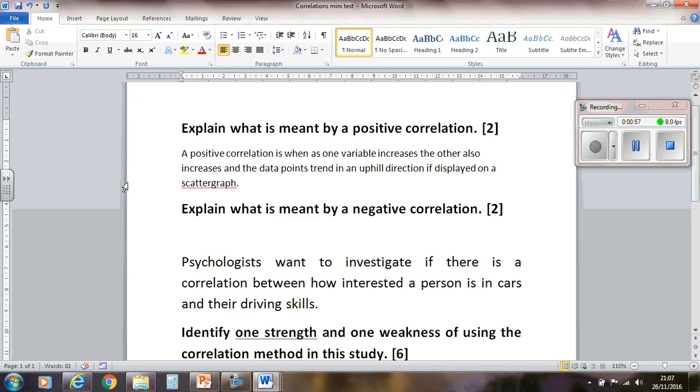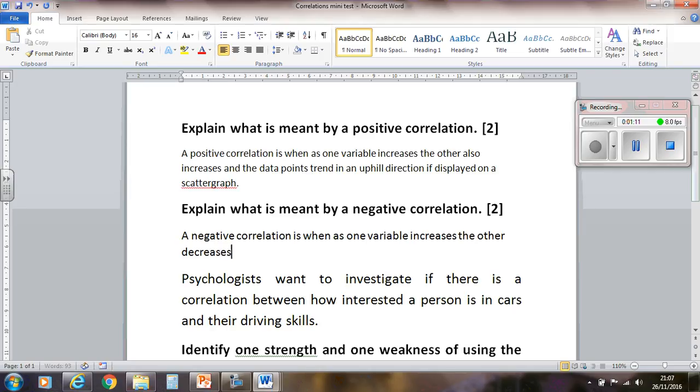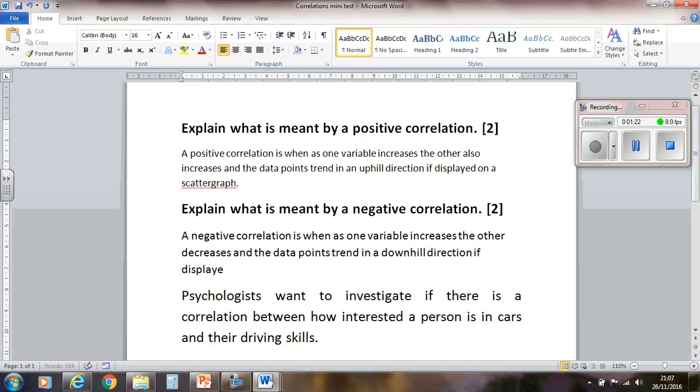This one here, explain what's meant by negative correlation. A negative correlation is when as one variable increases, the other decreases, and the data points trend in a downhill direction if displayed on a scatter graph.